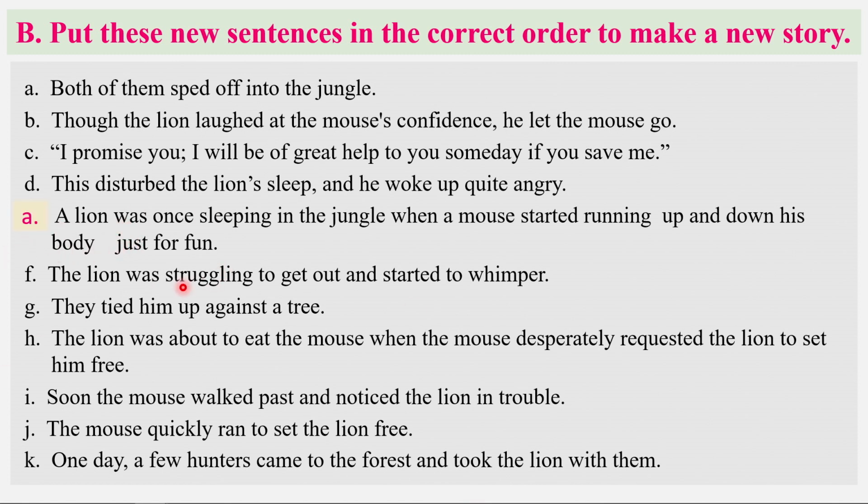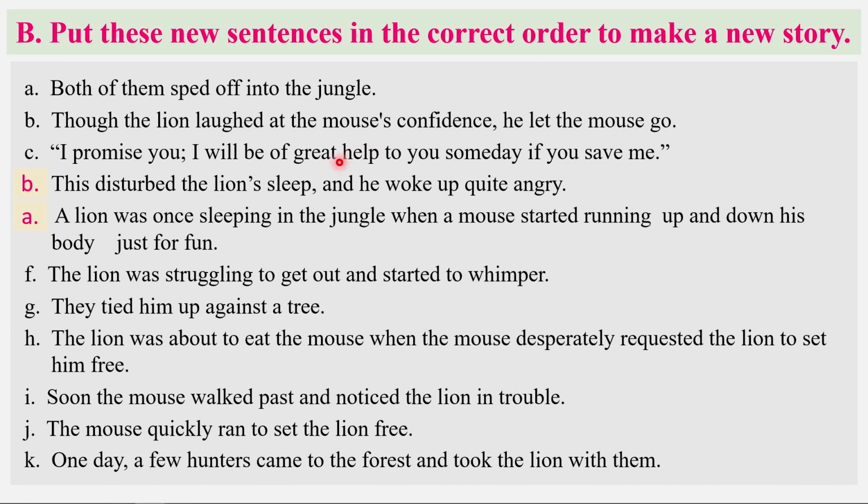All right, then which is number B? Let's find it out. Here it goes. Number B: This disturbed the lion's sleep, and he woke up quite angry. He got angry because the mouse went up and down his body.